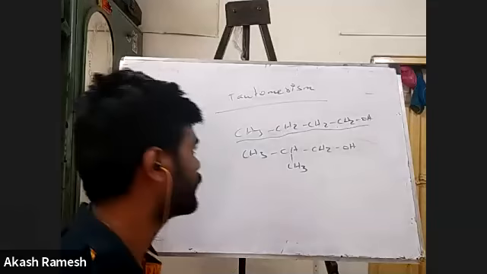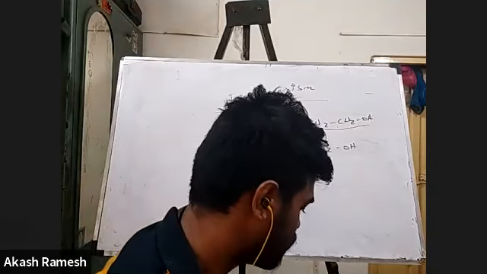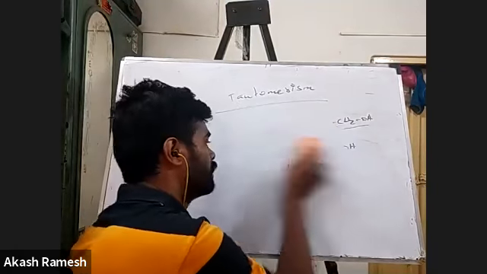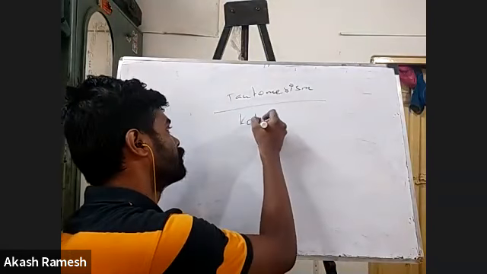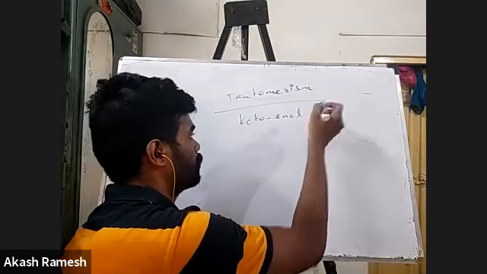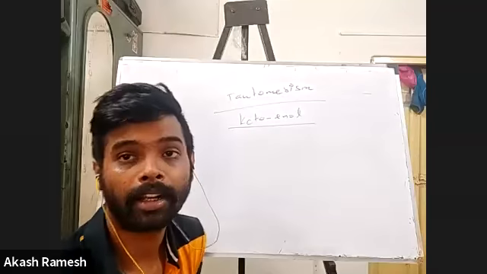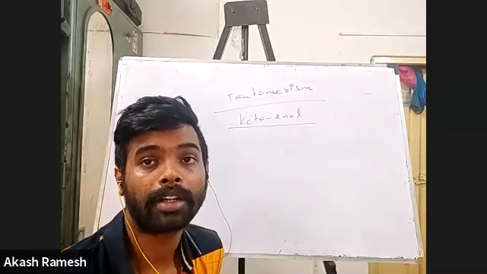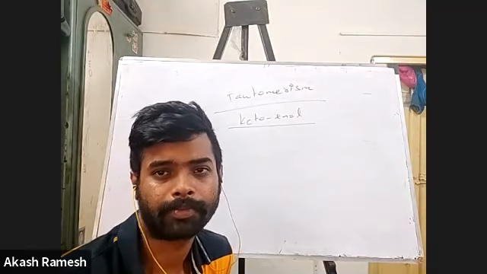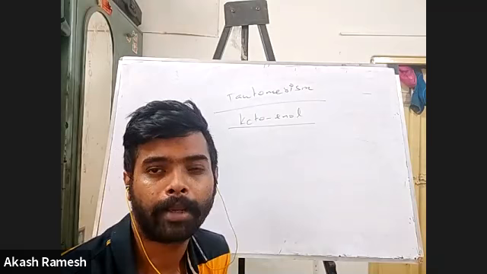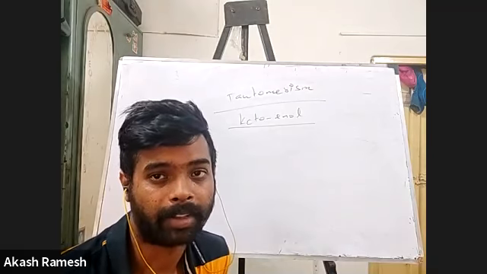There are so many types of tautomerism, but in our syllabus we have only this one, called keto-enol tautomerism. So what is this? Let's see. From the name itself, you'll be able to guess what exactly is happening.